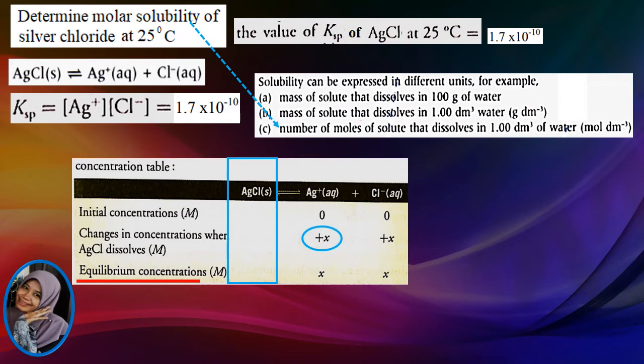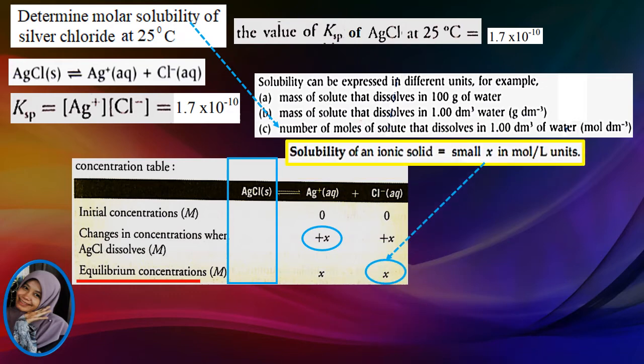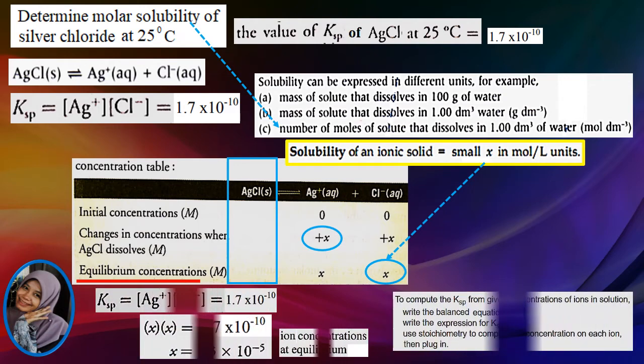In the change row, we enter data on how the concentration of silver and chloride ions change when silver chloride dissolves. Because dissolving the salt always increases the concentration of the ions, this entry is always positive. But we don't know the change, so we will define our unknown X as the molar solubility of the salt. That is the number of moles of silver chloride that dissolve in 1 liter of solution. So, mathematically, our X value equals 1.3 times 10 to the negative 5.